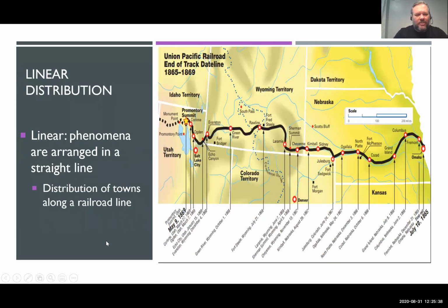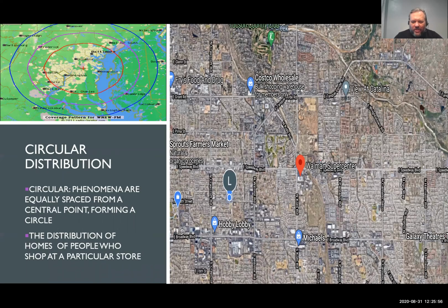Let's look at a couple examples real quick. So linear distribution, and this isn't a straight line, but you get the idea. This would be a railroad, and when the railroads come through, that's where the towns start popping up. That would be a decent example of a linear distribution. It follows the line. It's not a straight line, but you get the idea.